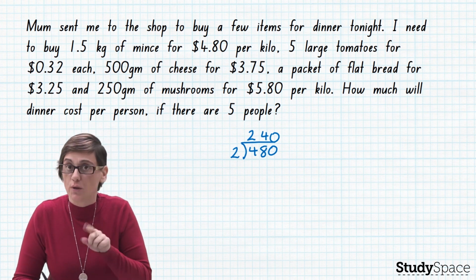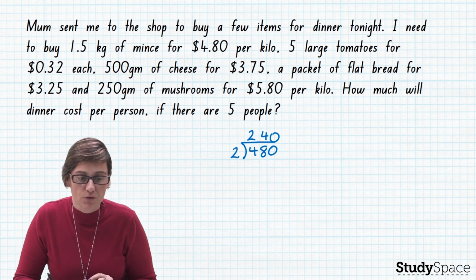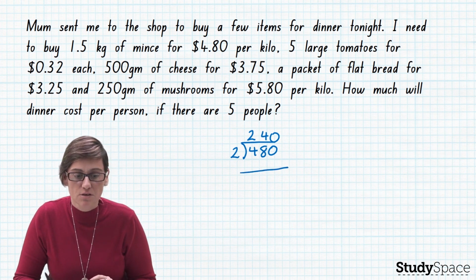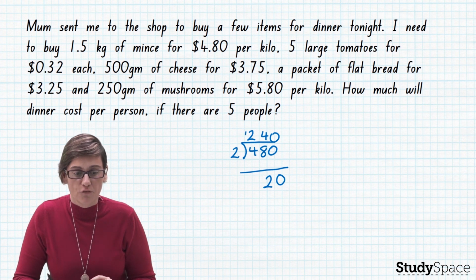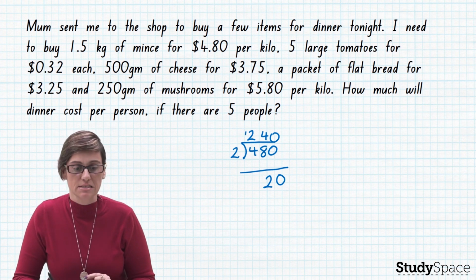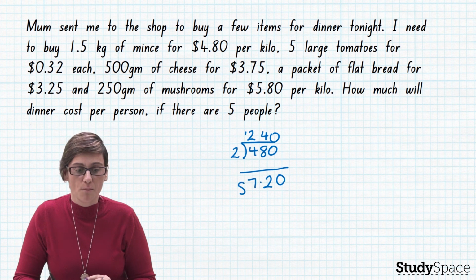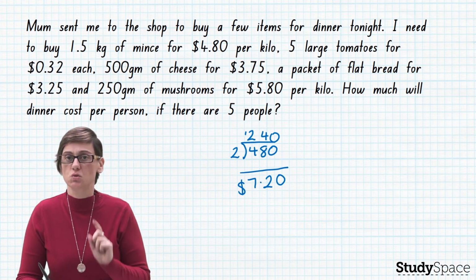Okay, so I'm just going to quickly do it on here. So I'll use it where it is. So 0 plus 0 equals 0. 4 plus 8 is 12. Carry the 1. 4 plus 2, 6 plus 1 is 7. So our mince is going to cost us $7.20.